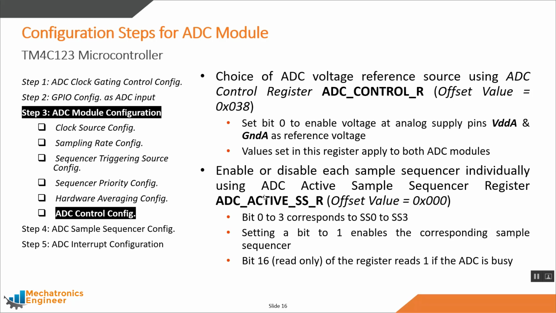That can be done by using the ADC active sample sequencer register that has an offset value hex 000. So this register's bits 0 to 3 correspond to sample sequencer 0 to sample sequencer 3. If you set a bit to 1, that will enable the corresponding sample sequencer. Also, bit 16 of this register is read only, and that bit can be read in order to check the status of the ADC, whether it is busy or not.